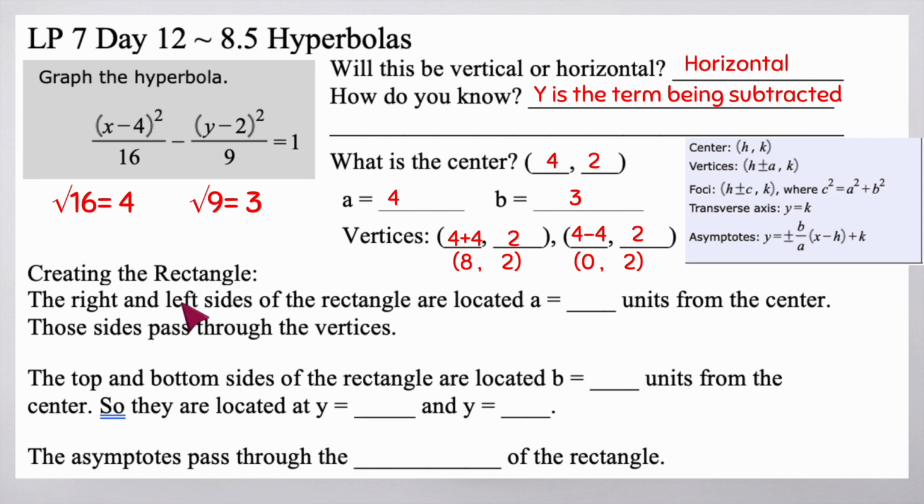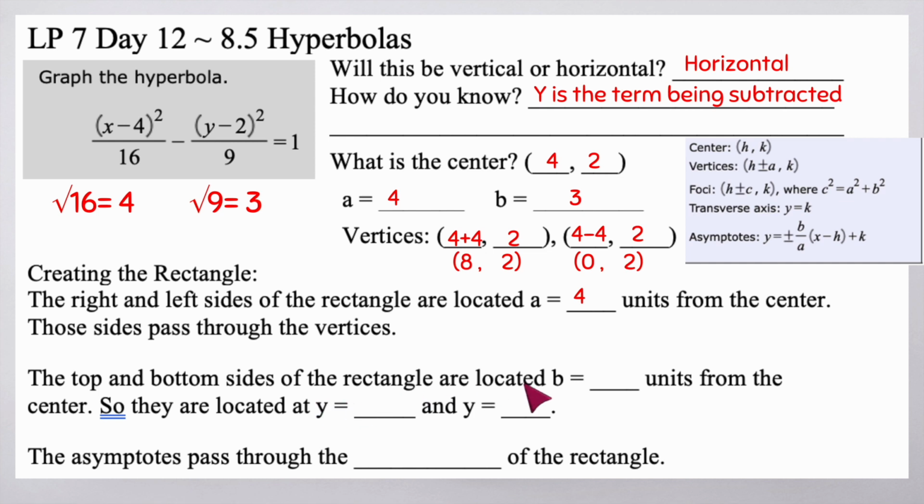So, creating the rectangle. The right and left sides of the rectangle are located a equals 4 units from the center. So those sides pass through the vertices, right? I can go from the center over 4 units, and I can go over 4 units left. That's going to be where the sides of my rectangle are.